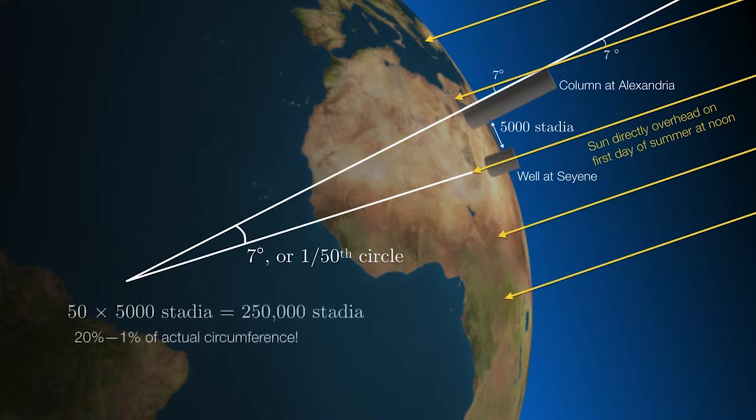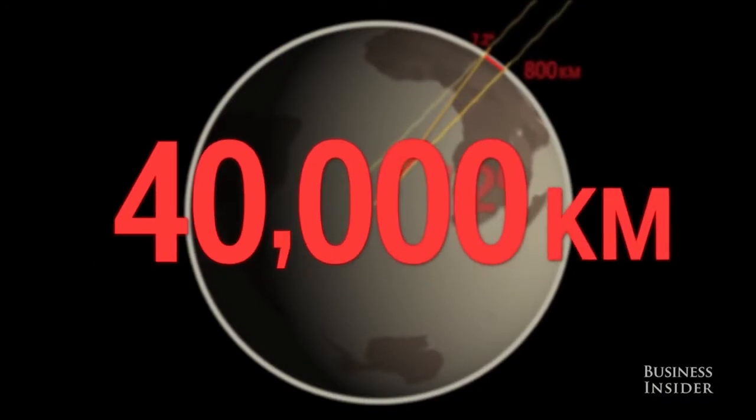From his measurements, he computed the circumference of the Earth to be approximately 250,000 stadia, where a stadium is a unit of measurement used to describe the size of a typical stadium at the time, about 40,000 kilometers.